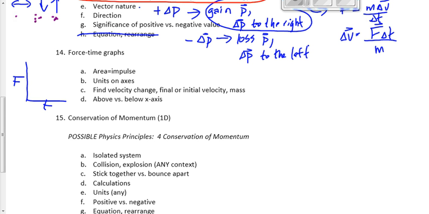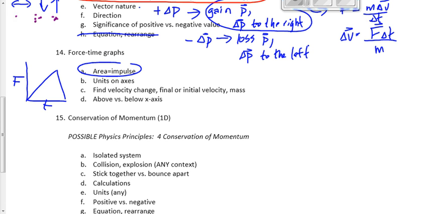Yeah, area equals impulse. I don't care if you're asked to find the impulse or you're asked to find something else. It doesn't matter. If you see a force versus time graph, you're thinking area equals impulse. It doesn't matter if it's shaped like this, if it's shaped like this, if it's got some kind of crazy shape. You want to think area is equal to impulse.